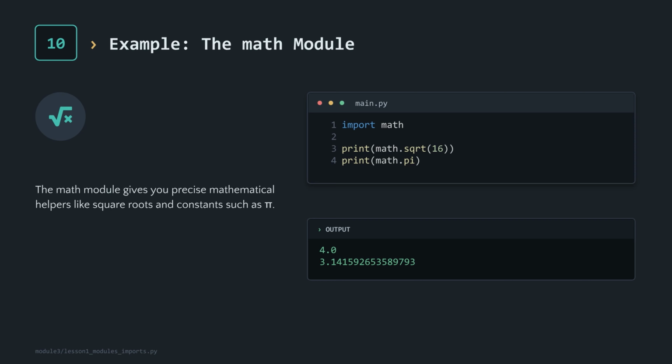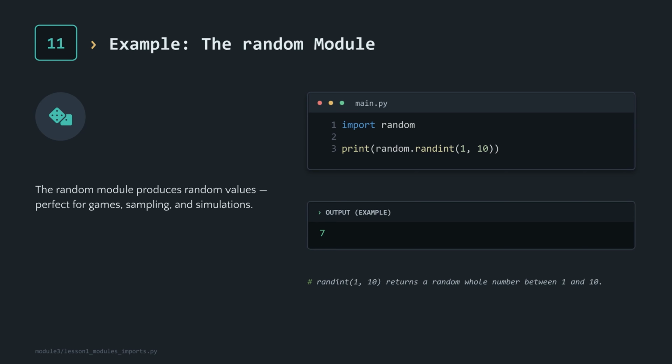Let's take a look at the math module. It provides precise mathematical helpers, like square roots, or constants like pi. Just import it, and you have access to a suite of reliable tools for any mathematical calculation your program might need. The random module is essential for games, sampling, and simulations. Functions like randint allow you to generate random whole numbers within a specific range. It's a great example of how built-in modules can add dynamic behavior to your programs with very little effort.